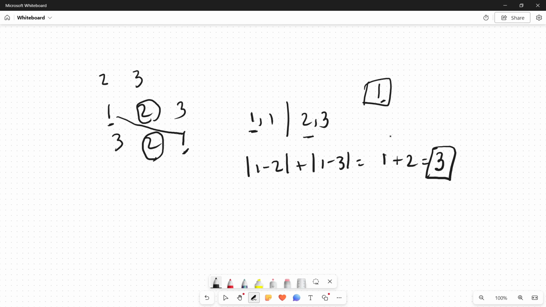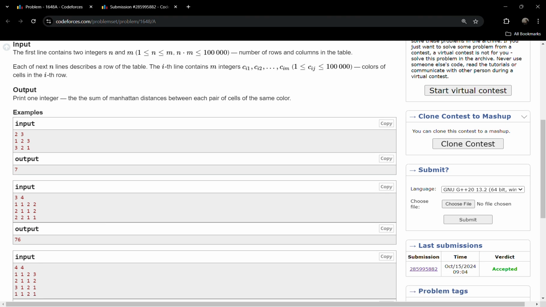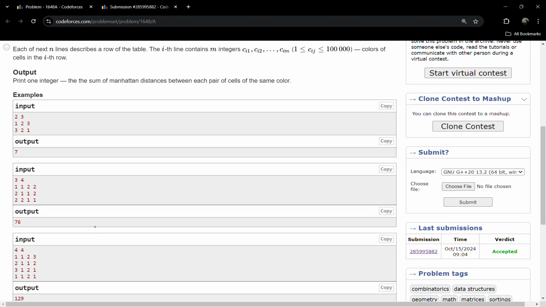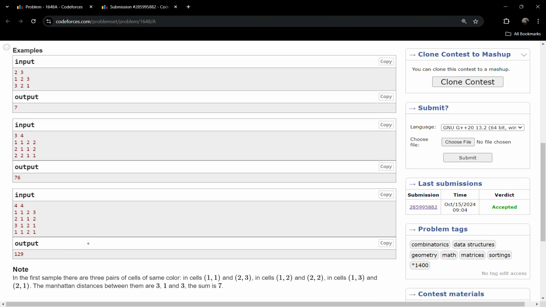Making these answers in the square. And between 3 and 3, same as 1 and 1, the answer will be 3. So the sum of all these 3 will be 7. So for the first sample test case, the answer is 7. Similarly, for the second sample test case, if we count the Manhattan distance between all the pairs, it should result in 76. Similarly, for the third, it should be 129.